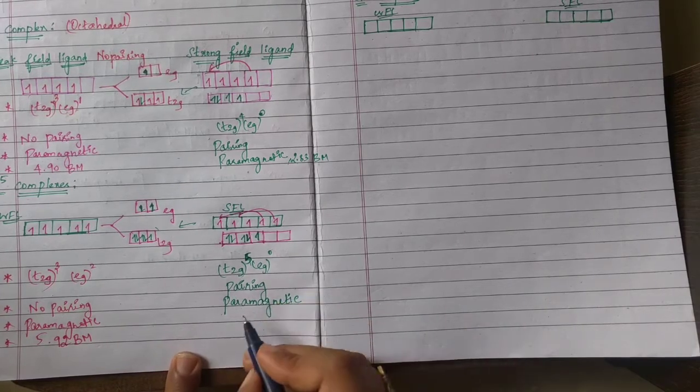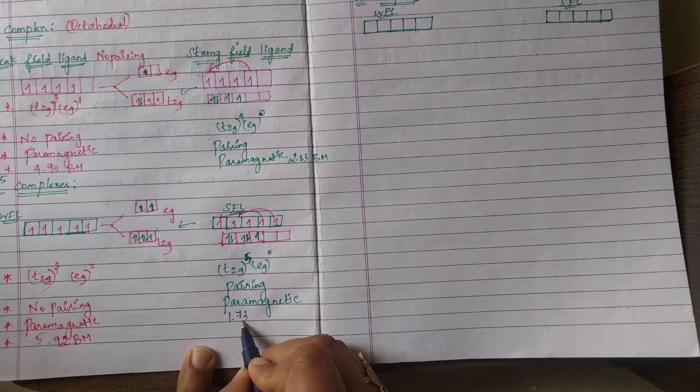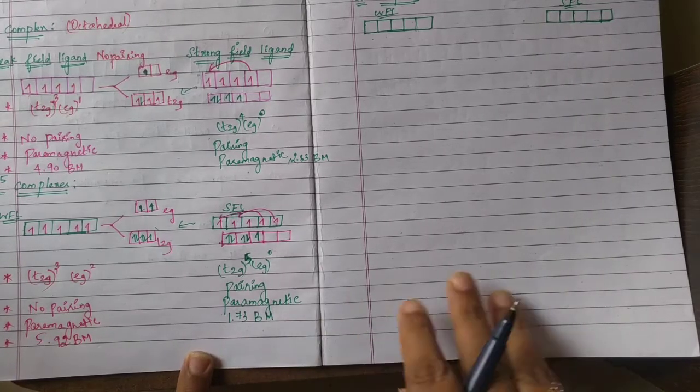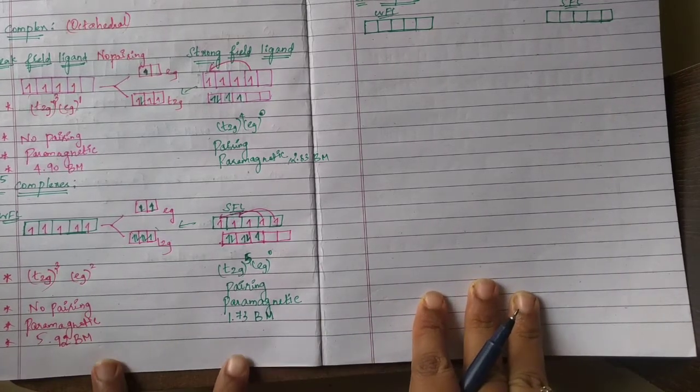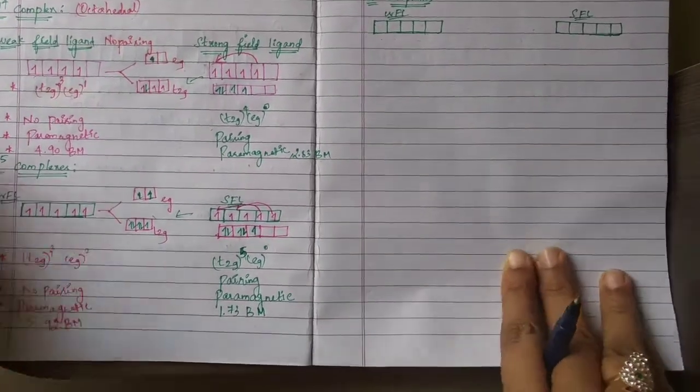Okay students. Next, its value is only 1 unpaired electron, so it is 1.73 Bohr magneton. Okay students, so this is the difference between d5 complexes with the effect of weak ligand and strong ligand.